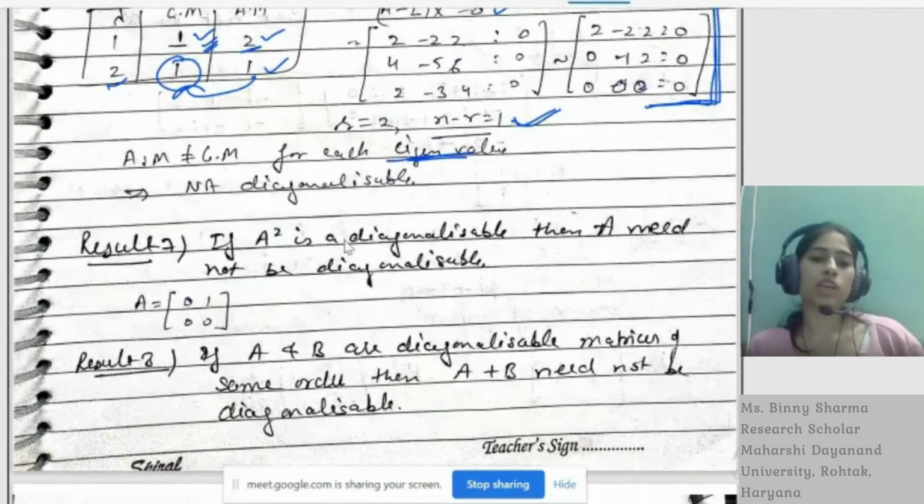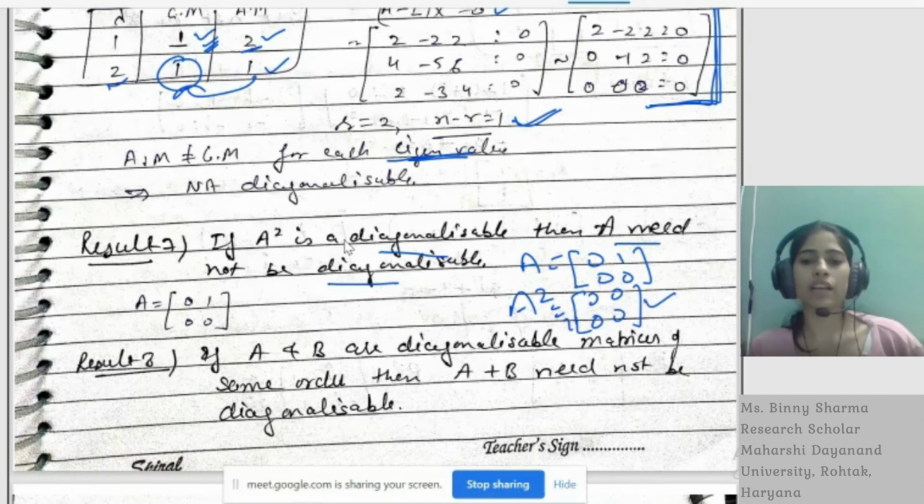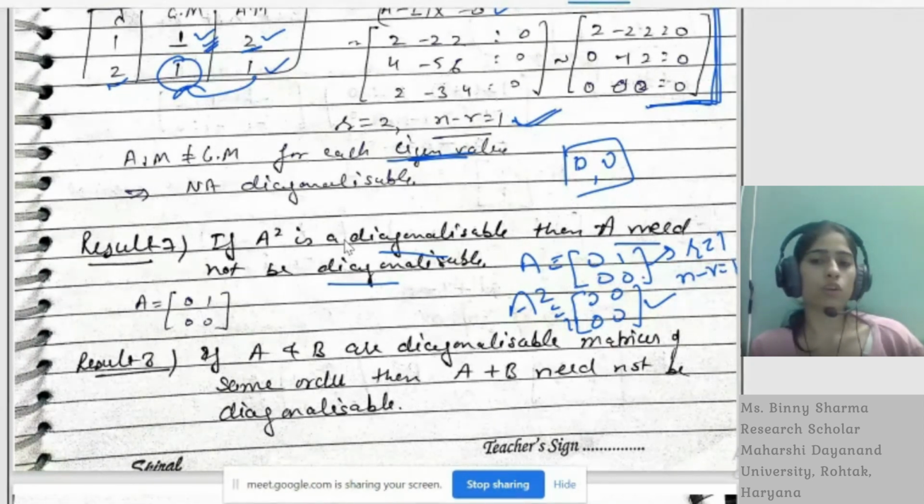Result 7. If A square is diagonalizable, then A need not be diagonalizable. Let we have a nilpotent matrix [0, 1; 0, 0]. Its A square is [0, 0; 0, 0]. It is a diagonal matrix and every diagonal matrix is diagonalizable. But A is not diagonalizable. Its eigenvalues are 0, 0. Here rank is 1 and nullity is also 1.